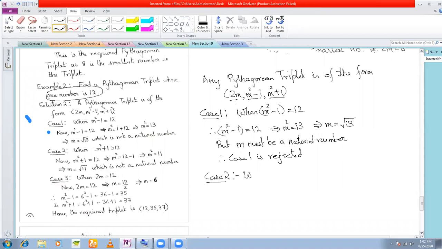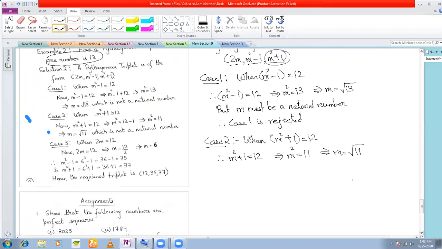The next case is when m square plus 1 is equal to 12. That is when this number is equal to 12. Then what happens? Therefore, m square plus 1 equal to 12 means m square is equal to 11, 12 minus 1. That means m is equal to square root 11. Again, is square root 11 a natural number? No.